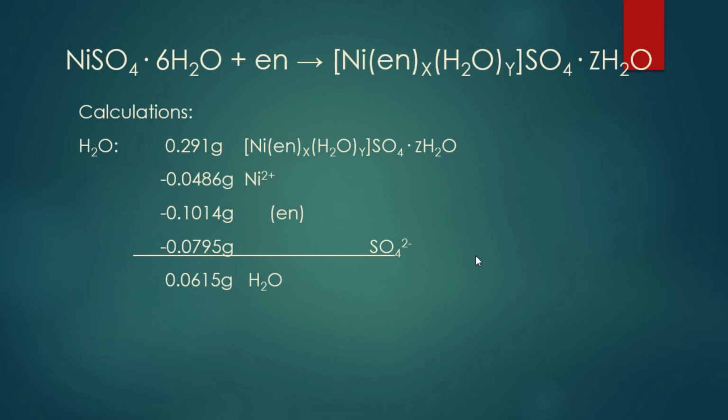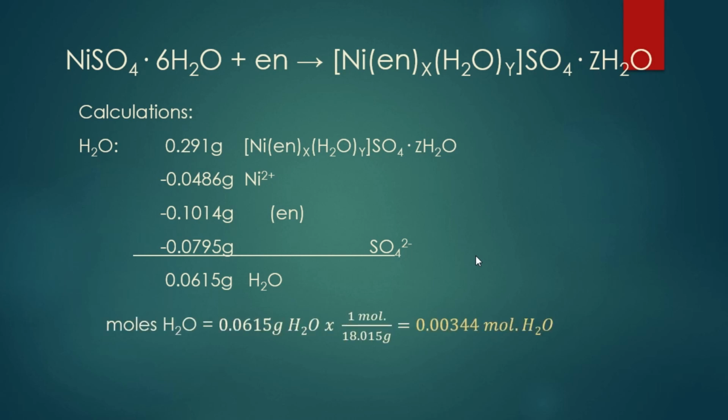Again, if we weigh our complex at the very beginning, we've calculated the mass of nickel, we subtract that, subtract out the mass of ethylenediamine, subtract out the mass of sulfate, all that's left then is water. And then we can also calculate moles of water from that. And we'll talk about distributing that between the 2 waters. We have water of hydration, and we also have water that's in the coordination sphere.